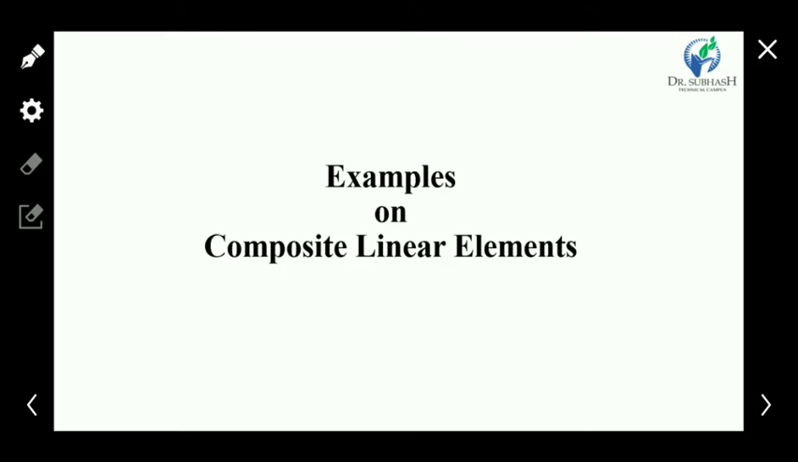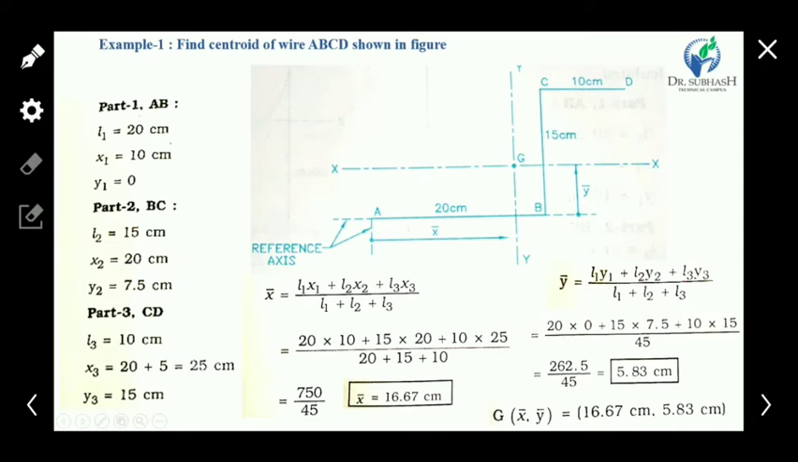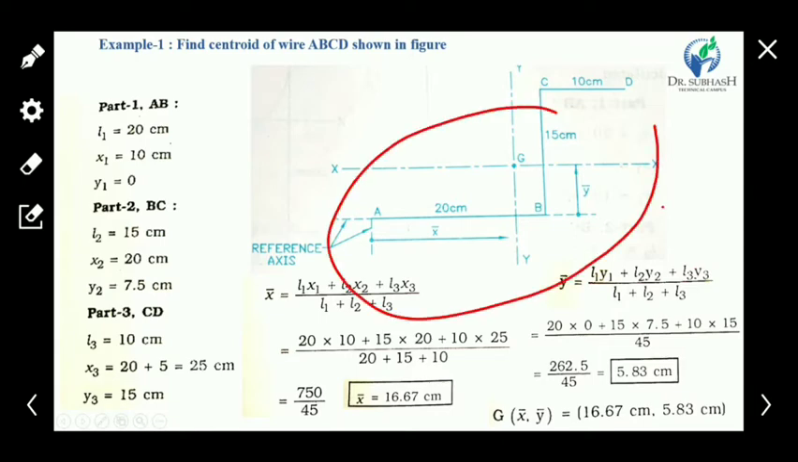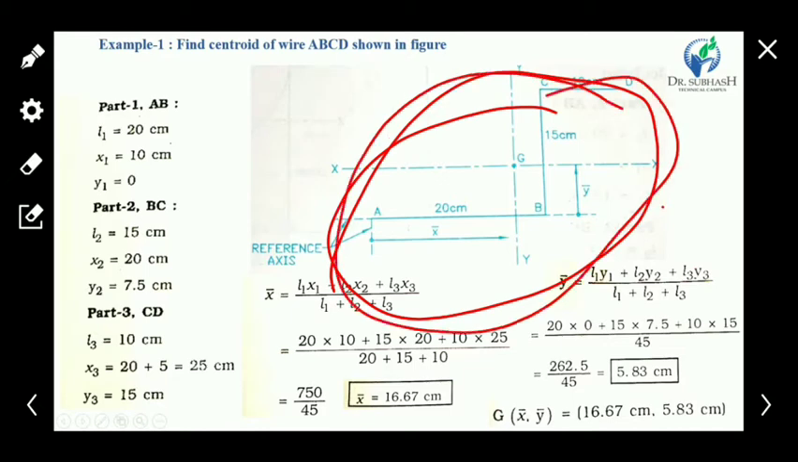Example on a composite linear element. Firstly we see an example for composite elements, or we can say linear elements only. It's a wire type element, and we find the center of gravity or centroid for it. It's also a composite type, meaning wires of different geometry are combined together, and for this whole system we will find the centroid. Okay, so let's start.